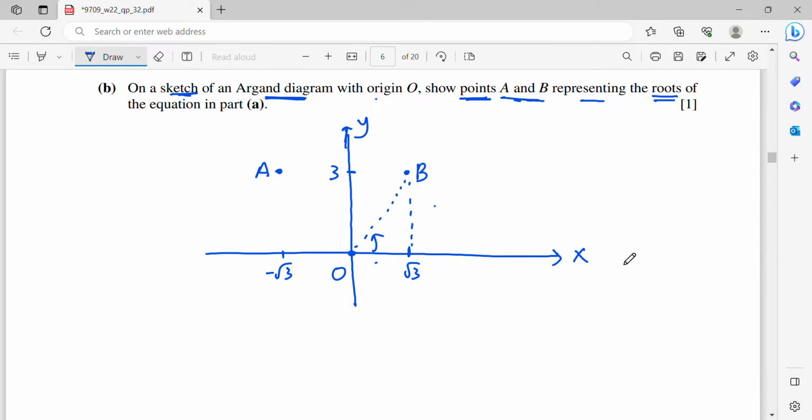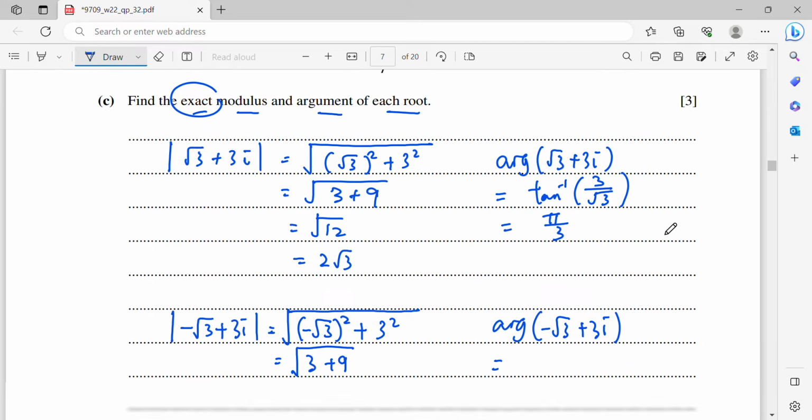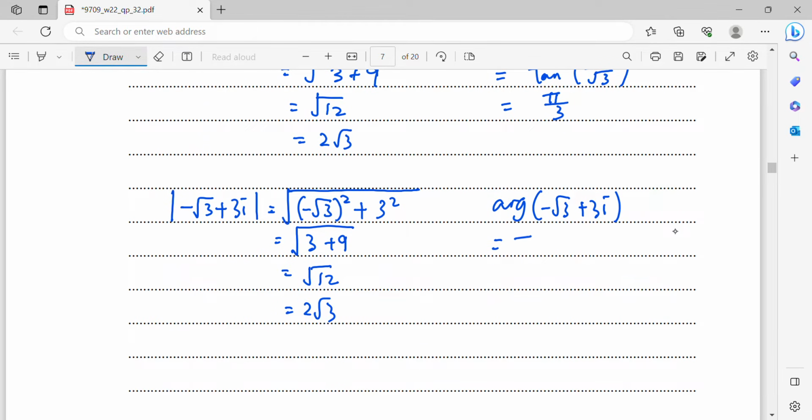So basically, our argument is counted from the positive x-axis. But whatever you get from the arctangent formula, that is the alternate angle. Which means now we have to use pi plus inverse tangent 3 over negative square root 3.